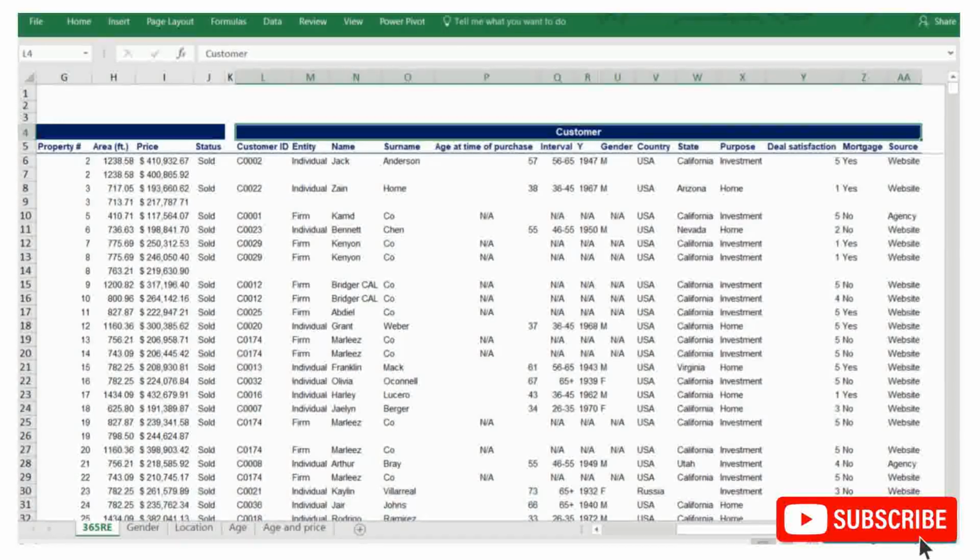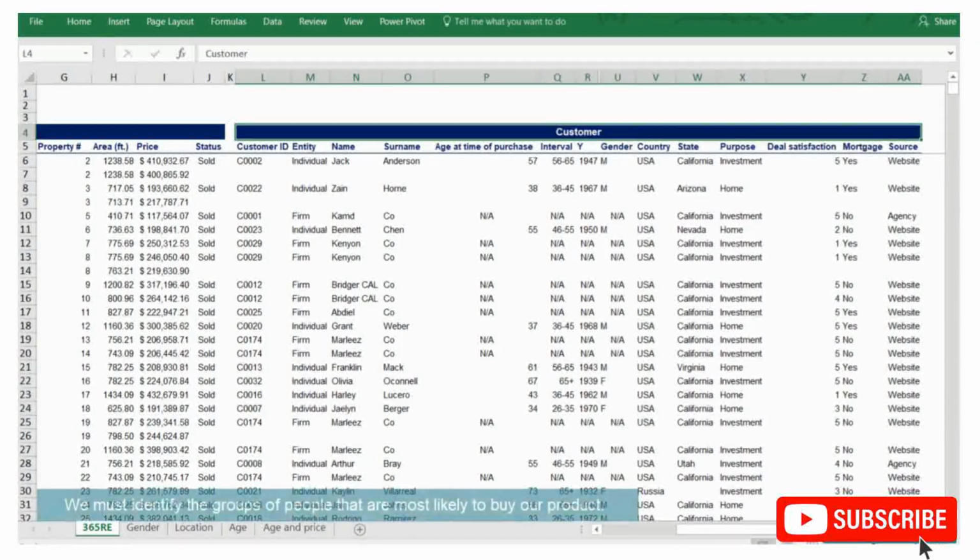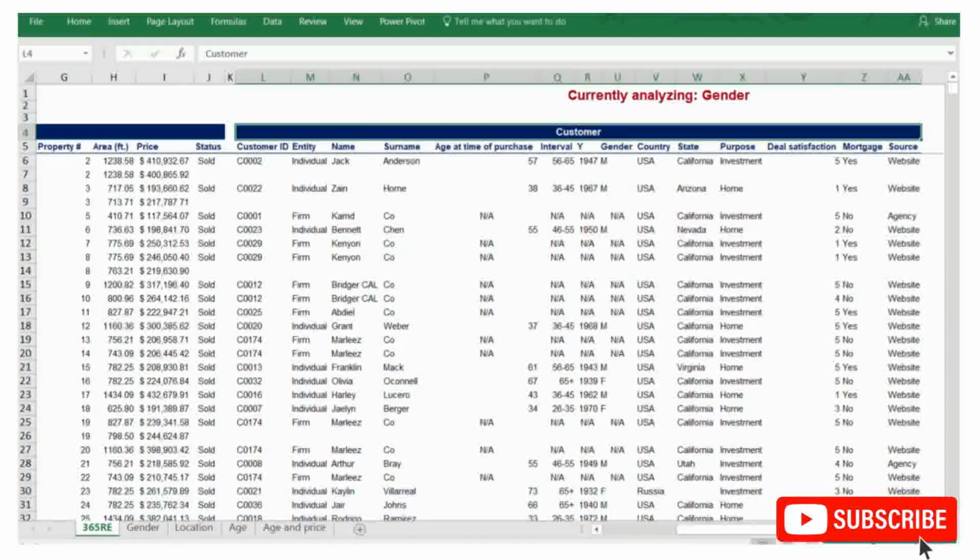We must identify the groups of people who buy the most of our product. Let's start with gender. Before we can plot the data, we must create the frequency distribution table. In the course notes, you can see how that's done in Excel. However, in this video, I'll skip this step and get to the frequency distribution table.